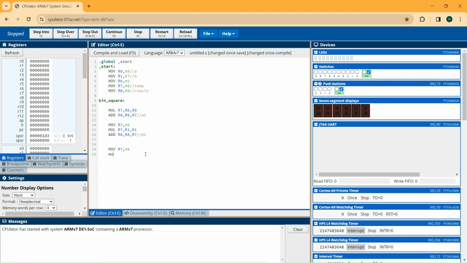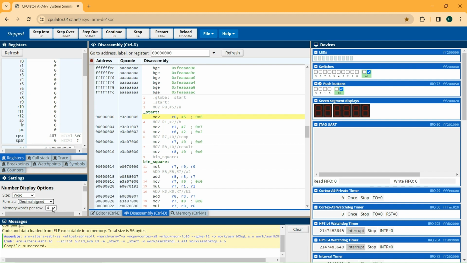Then first I will multiply in R7 R0 with R6, and in R6 is 2. And then I will multiply in R7 R7 with R1. And then I will also add in R8 R8 and R7. And let's now compile this code.